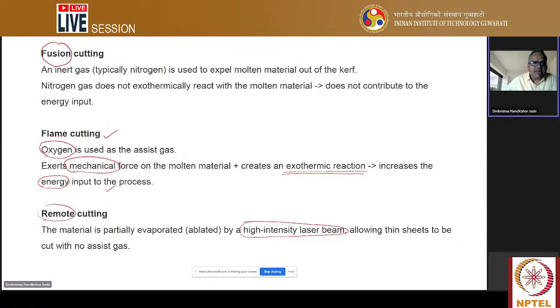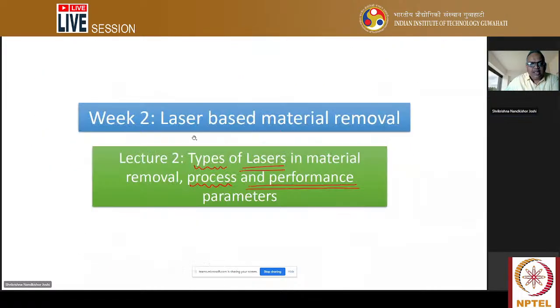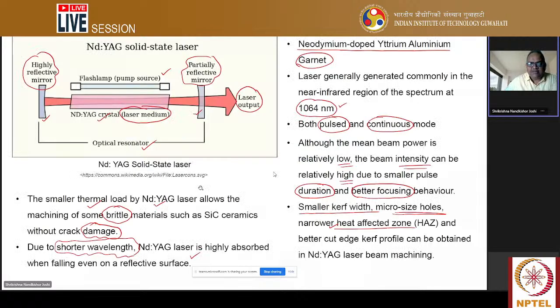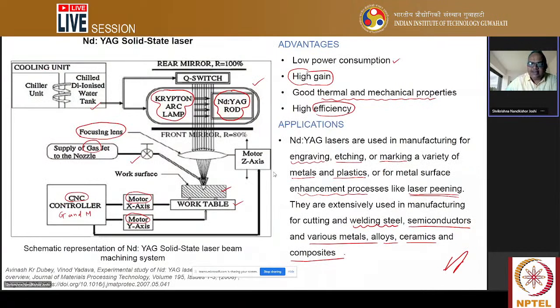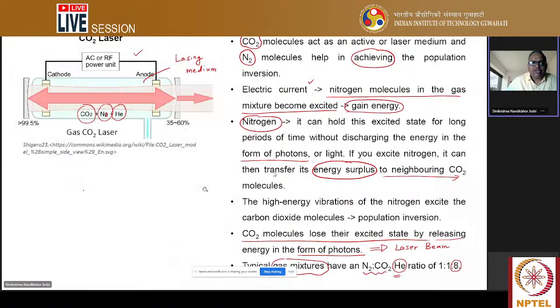Then various modes of laser cutting, such as fusion cutting, flame cutting, and remote cutting, that we have seen. In the next lecture of week 2, that is lecture 2 of week 2, the types of lasers being used in material removal and their performance types that we have seen, particularly the Nd:YAG laser and how it works, its principle of operation, and CO2 lasers. So these are two commonly used lasers. Moreover, the fiber laser, or you can say the excimer laser, is also being used.